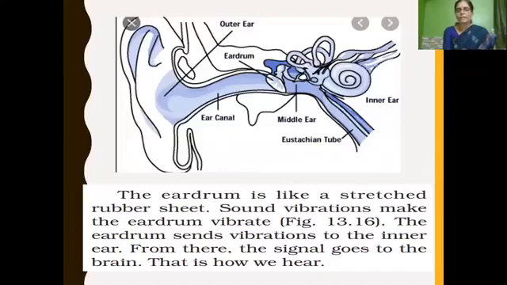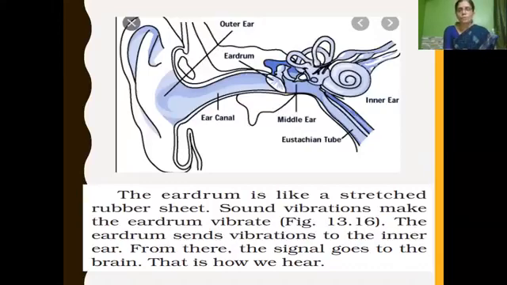Actually, our ear is divided into 3 parts: outer ear, middle ear, and inner ear. At the end of the outer ear, we have the eardrum. Then the middle ear has 3 bones attached to it. Then the inner ear, inside the ear, is attached to the nerves which carry signals to the brain. You will learn about the structure of the ear in detail in your higher classes, that is, in 9th standard.